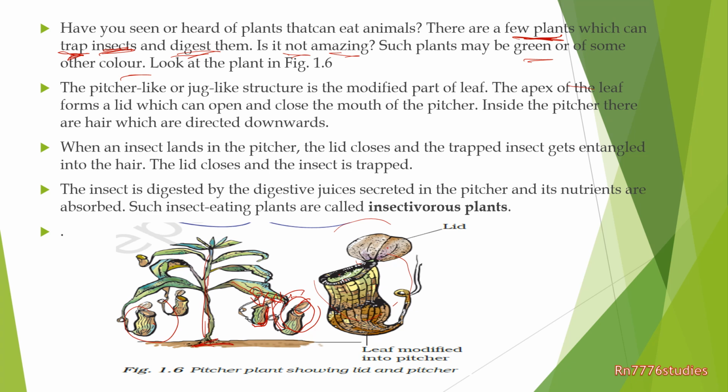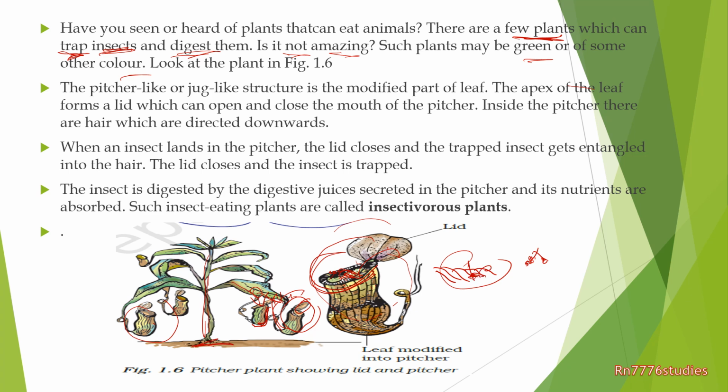So basically what happens here is, when the insect sits up here, it goes downward. When this lid closes, of course it will flow downward. When an insect lands in the pitcher, the lid closes and the trapped insect gets entangled in the hair. The lid closes and the insect is trapped. Insects also have legs, don't forget. So its legs get trapped in this hairy structure.